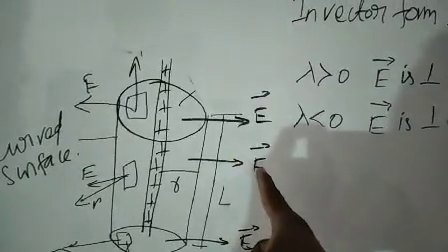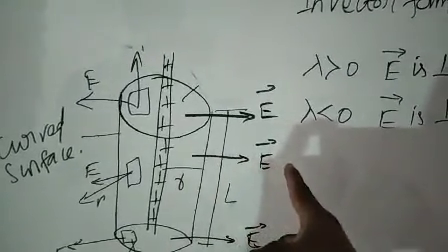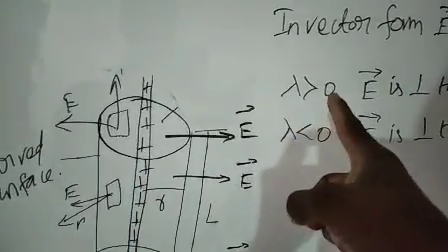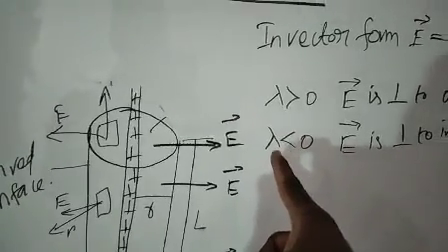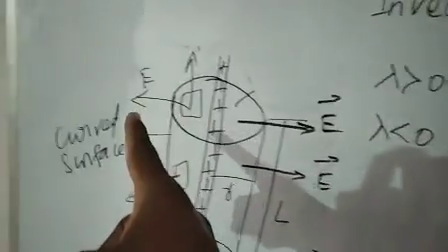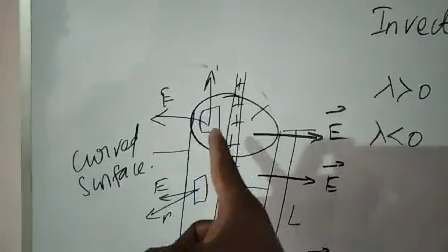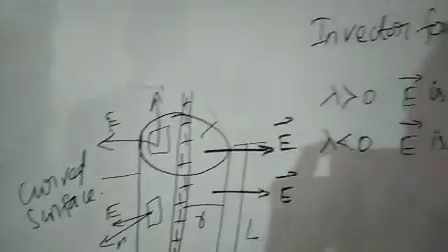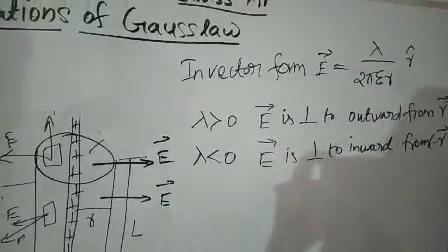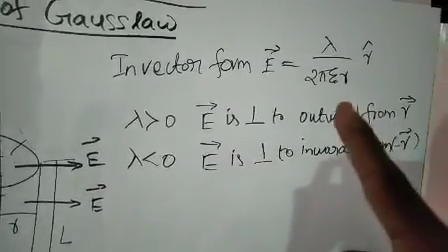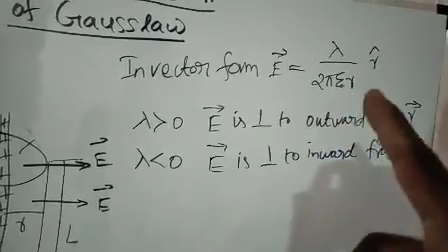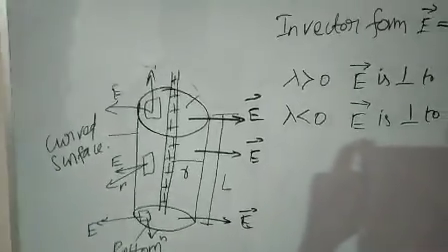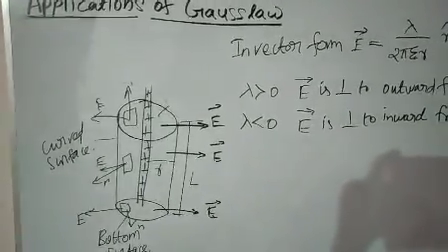So here the electric field is radially outward from the charged wire when the linear charge density lambda is greater than 0. When the linear charge density lambda is less than 0, the electric field is radially inward toward the charged wire. So this is the electric field E equals lambda by 2 pi epsilon naught r r cap at a point P due to an infinitely long charged wire.